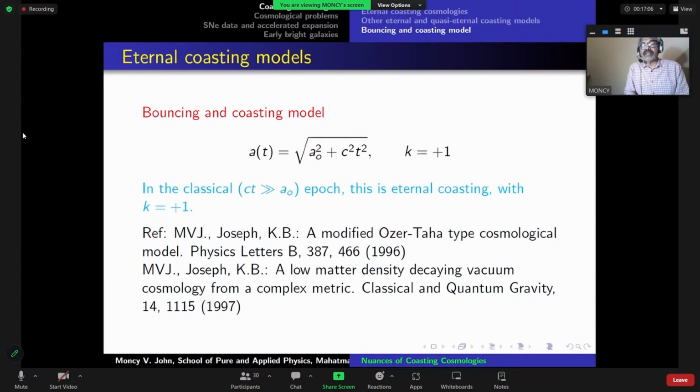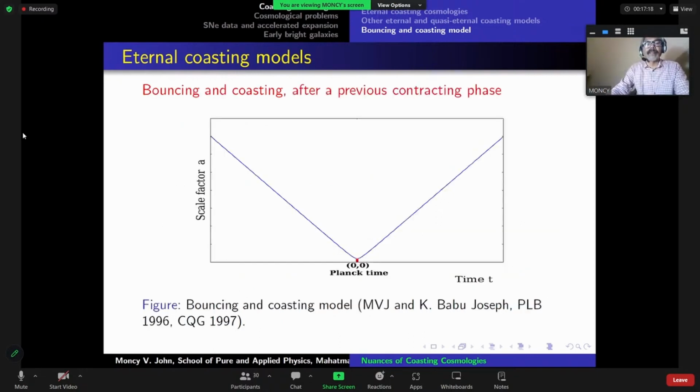Please note that these papers appeared even before the supernova data came in 1998. A graphical way of looking at this is this. We have a previous contracting phase for such a model. A bounce happens at nearly the Planck time, and thereafter it evolves in a coasting manner.